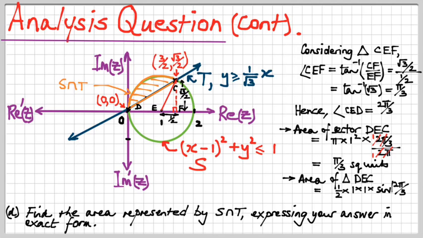So it's a half of this length, which is 1, times this length, which is 1, times sine of the angle between them, which is a 2 pi on 3 angle. And what's the sine of 2 pi on 3? It's the same as the sine of pi on 3, isn't it? And what's the sine of pi on 3? It's root 3 on 2. Of course I heard you say that. So now we've got the area of triangle DEC.